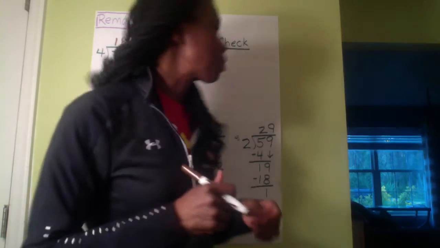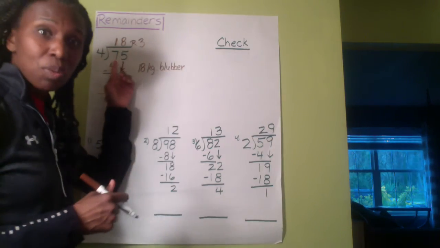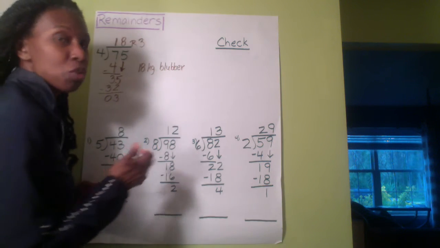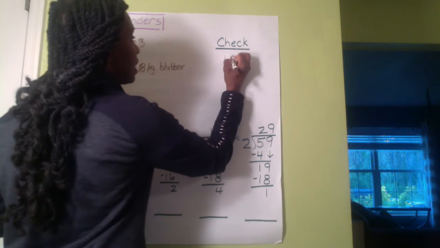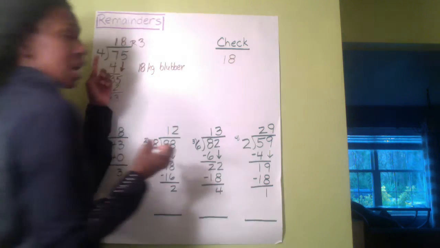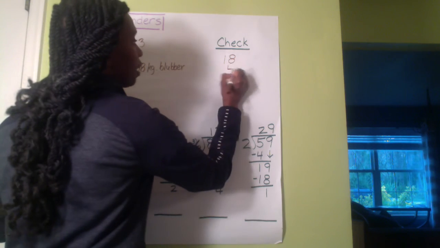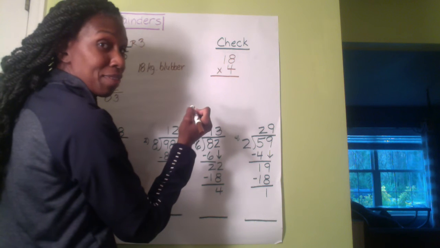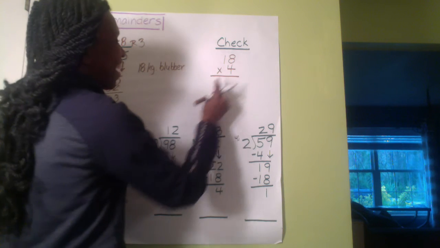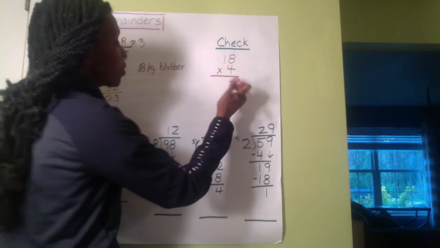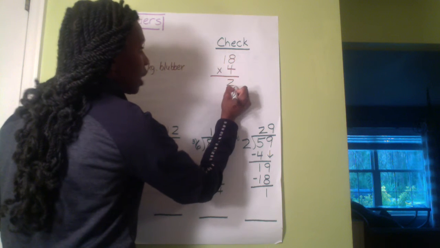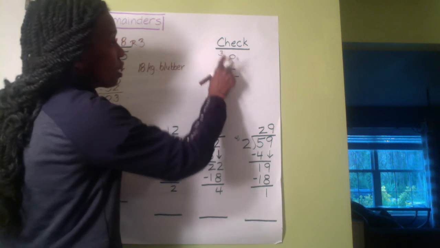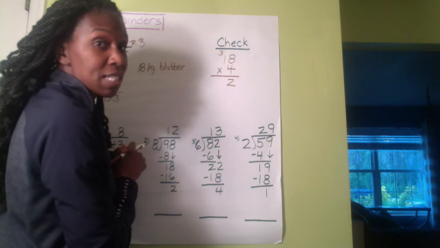Now, to check this problem, my answer was 18 with a remainder of 3. To check, I'm going to multiply 18 times 4. Okay? All right, so let's go ahead and multiply. Now you call out the answers. I'm going to be listening. What is 4 times 8? It's 32. I write my 2, and I bring my 3 up here. Because remember, in the number 32, that's 2 ones and 3 tens. That's why I have my 3 up there in the tens column.